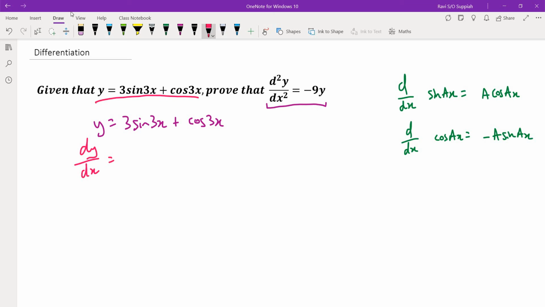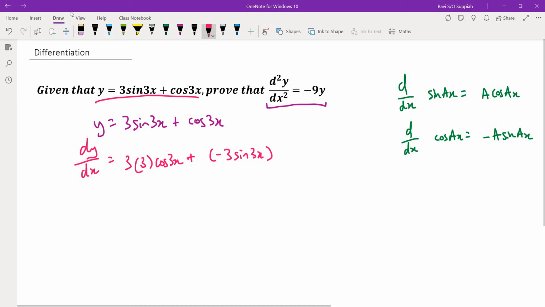Okay, so when I differentiate this, I'll get 3. So this 3 comes in front, and differentiate sine will get cosine 3x plus, okay, differentiate cosine will be minus sine, so minus the 3 comes in front, 3 sine 3x. Okay, so let me solve this first. So I'll get 3 times 3, which will be 9 cosine 3x minus 3 sine 3x.